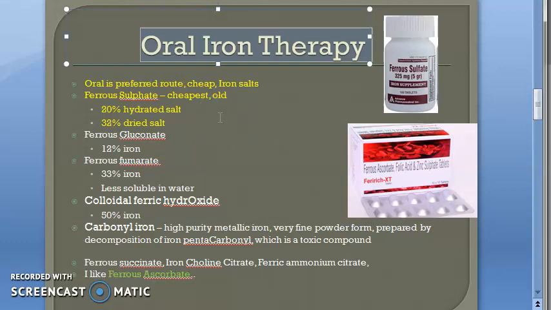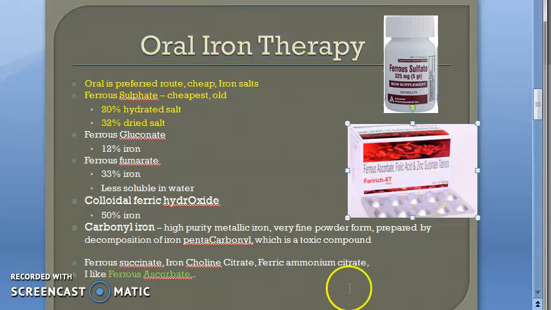You can give ferrous sulfate, ferrous gluconate, ferrous fumarate, colloidal ferric hydroxide and carbonyl iron. Ferrous sulfate has 20% hydrated salt and 32% dried salt. It is the cheapest and oldest, and the government actually gives this, but it makes people so nauseous, vomiting. Anyways, I actually prefer ferrous ascorbate, not there in KD Tripathi. I'm not sure why. The other forms available are ferrous succinate, iron choline citrate, ferric ammonium citrate.